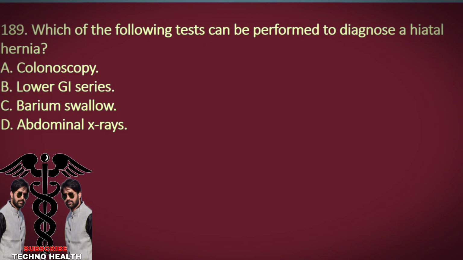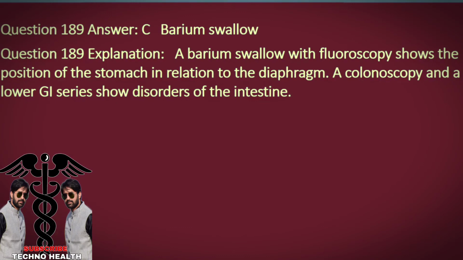Question 189. Which of the following tests can be performed to diagnose a hiatal hernia? A. Colonoscopy. B. Lower GI series. C. Barium swallow. D. Abdominal X-rays. Answer: C. Barium swallow. Explanation: A barium swallow with fluoroscopy shows the position of the stomach in relation to the diaphragm. A colonoscopy and a lower GI series show disorders of the intestine.